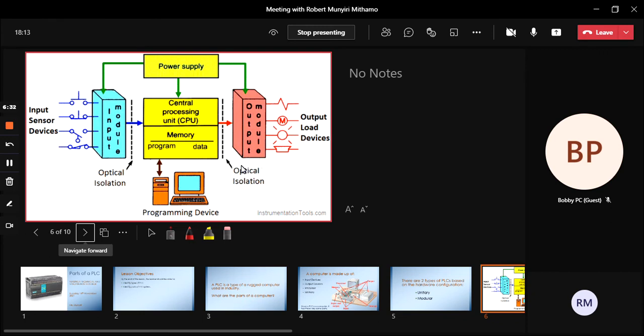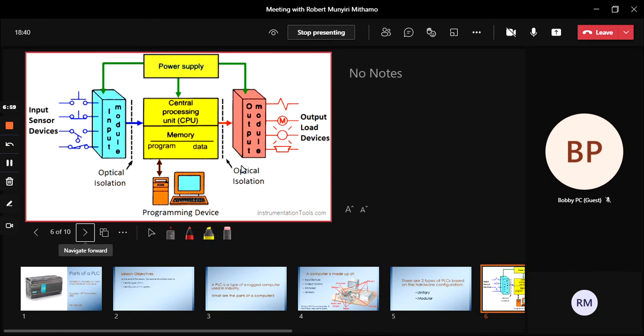Different from the unitary is that with the unitary, you get one package of PLC, and you use it like that. You can't expand it. But for a modular, you can build the parts that you need. If you need 10 outputs, you can build 10 outputs. If you need 10 inputs, you can build 10 inputs. It's a bit different from the unitary in that aspect.